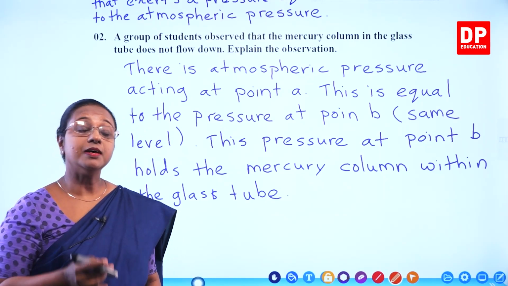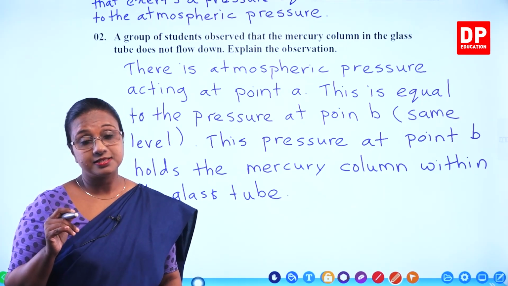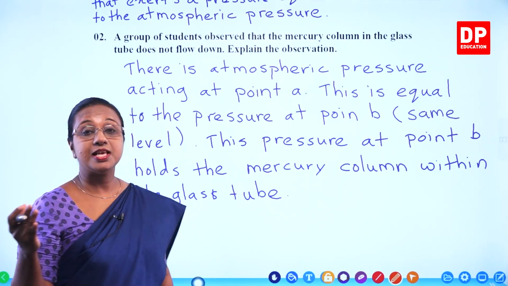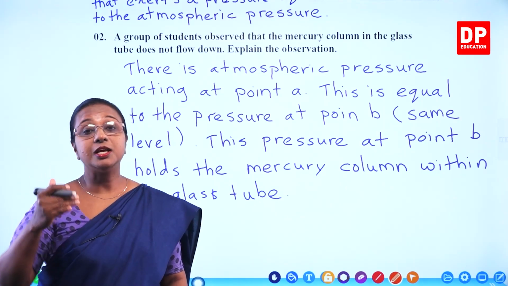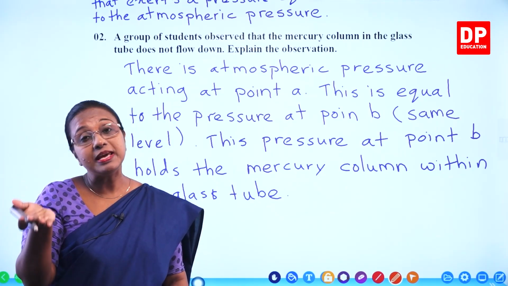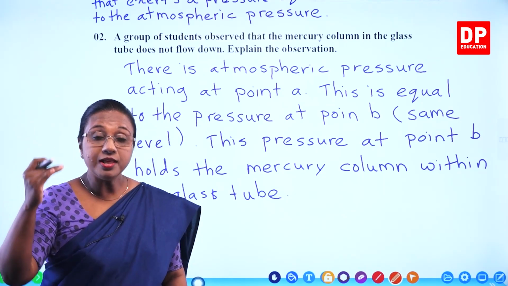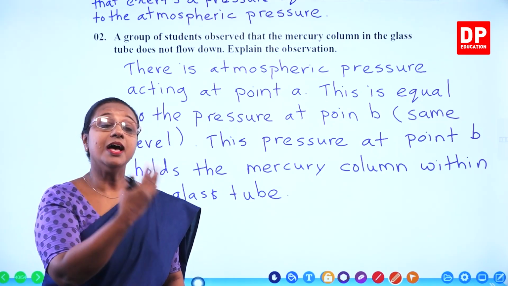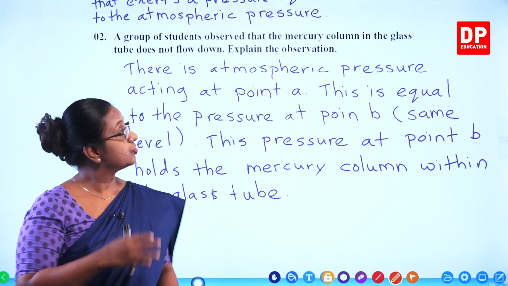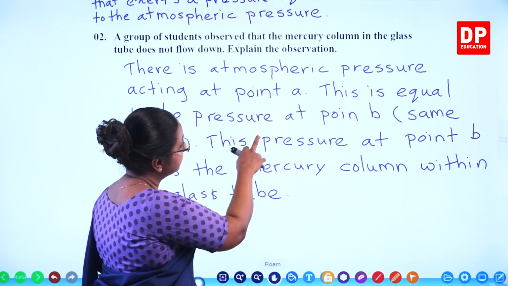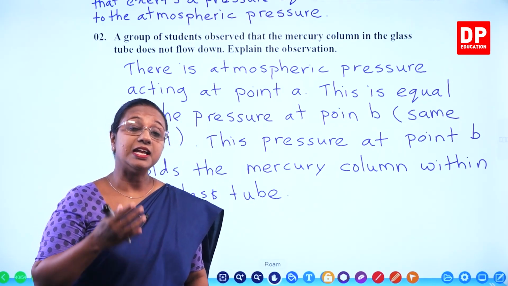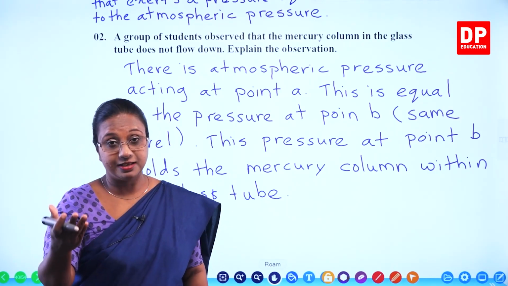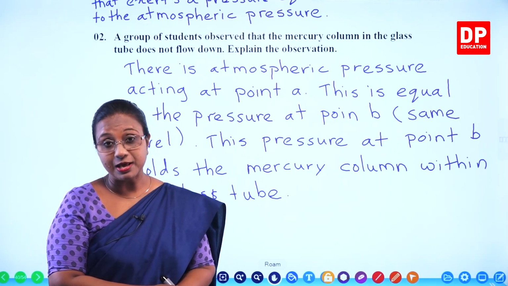So what will happen if the atmospheric pressure decreases? Then the pushing pressure will be less at point A as well as point B. So then the mercury column that was initially there cannot be held by that pressure. So the column will decrease, the height of the column will decrease. What happens if the atmospheric pressure increases? So there will be more pressure exerted at point A and B. So because of that, more mercury will enter into the tube and the height of the mercury column will increase. So that is how the mercury barometer functions.